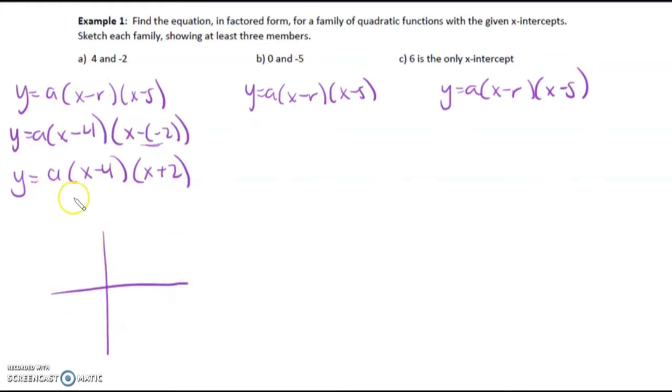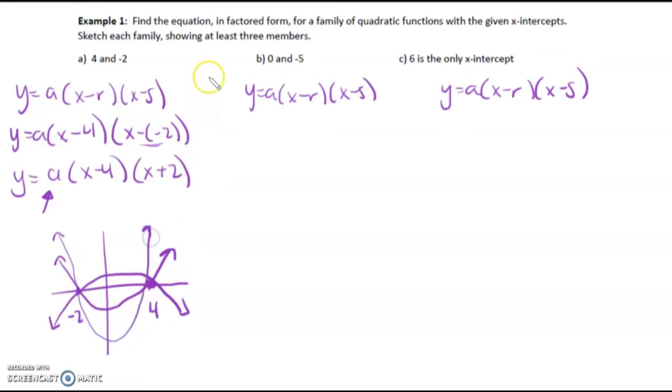Now, this is a family of functions because we still have a, which is the general form. We don't know what the stretch factor is or if it opens up or down, but that's okay. The two x-intercepts are 4 and negative 2, and three possible ways that we can draw this are opening up, opening down, and maybe opening up skinnier.